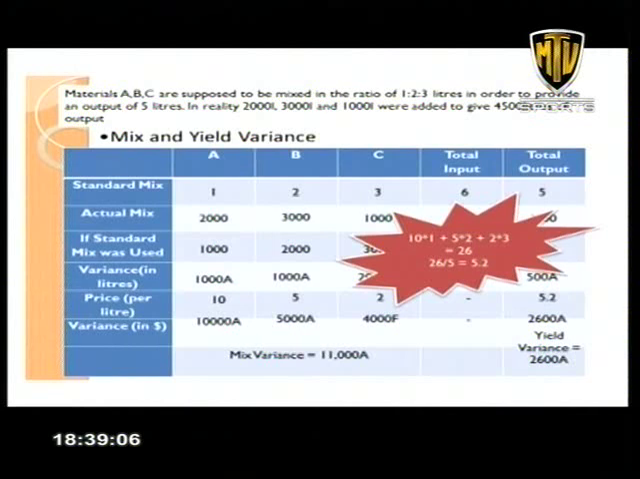So what you get from your input side, as I discussed earlier, is what we call a mix variance. So the total mix variance will end up with a net effect of 11,000 adverse, and what you get from the output side is essentially your yield variance, and that will boil down to a 2600 adverse.